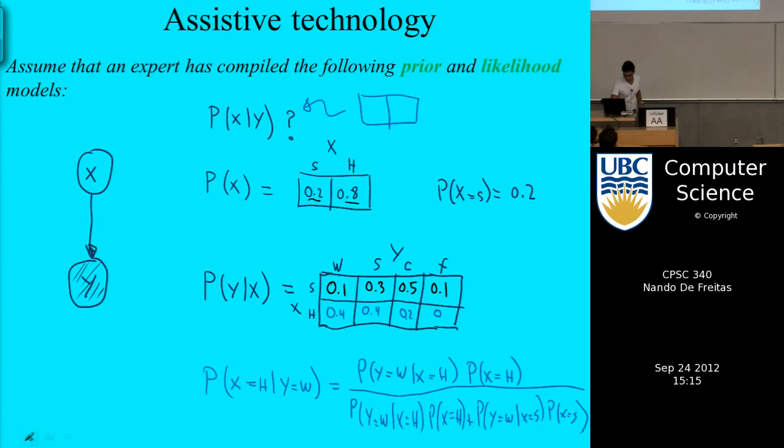Actually, given that sometimes having some numbers helps, let's do the calculation quickly. So this would be w given x equal h. It's this guy here, 0.4. Probability of x equal h is 0.8. So this would be 0.4 times 0.8. And then w given x equal s is 0.1, and x equal s is 0.2. Okay, does anyone want to calculate that? They have a calculator, so that's roughly 0.32 divided by 0.32 plus 0.02, which is 0.94.